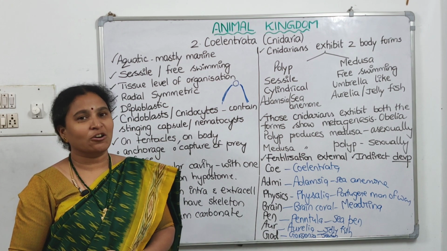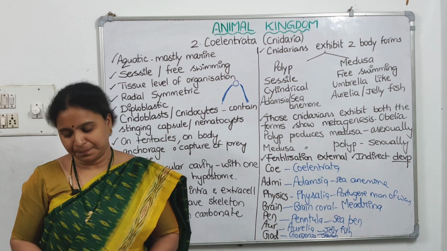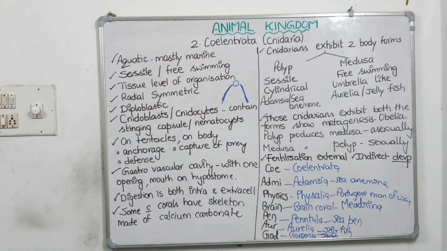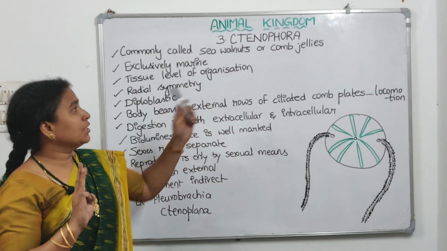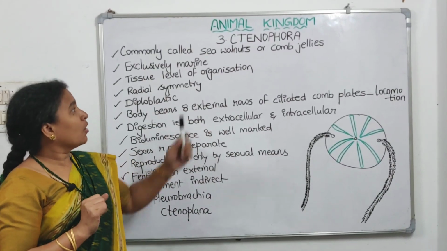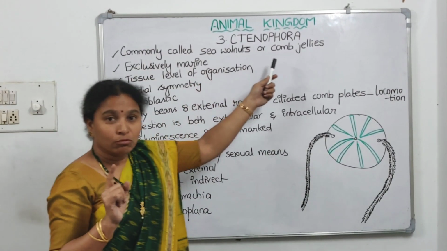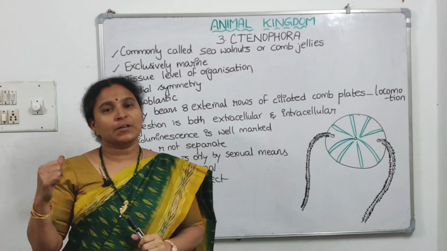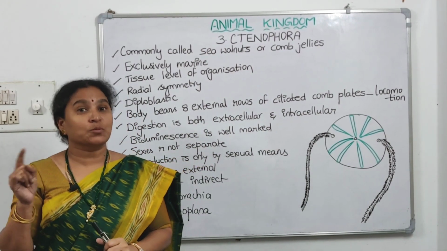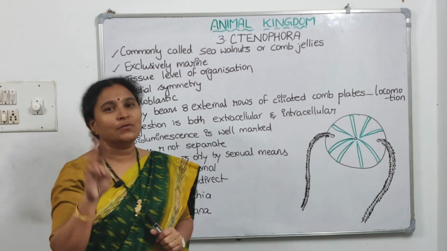Take a screenshot. We'll talk about the third phylum, that is CTENOPHORA. They are commonly called sea walnuts or comb jellies, and they are exclusively marine. I told you the first phylum is generally marine, the second one is mostly marine, the third one is exclusively marine.